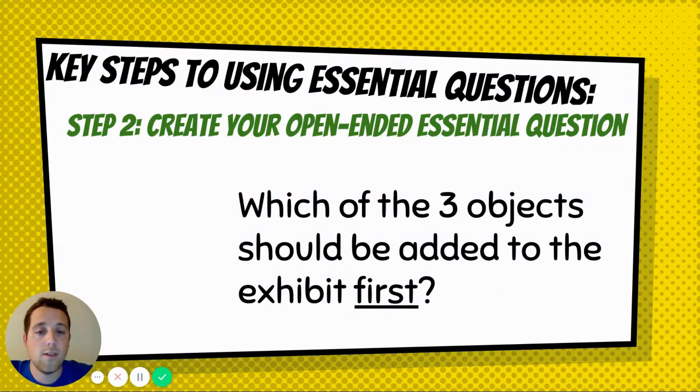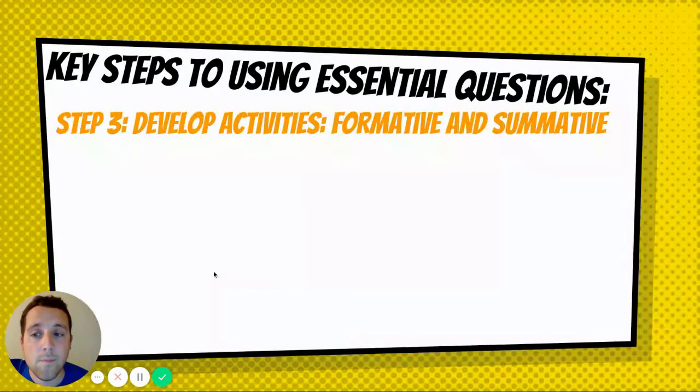But also notice first is underlined because it is the open-ended part. Not all of the students have to agree which object should be first in the exhibit. What's right or wrong is, do they know the role the object played during the pandemic, but not if it should be first. All right, so let's move on to step 3.